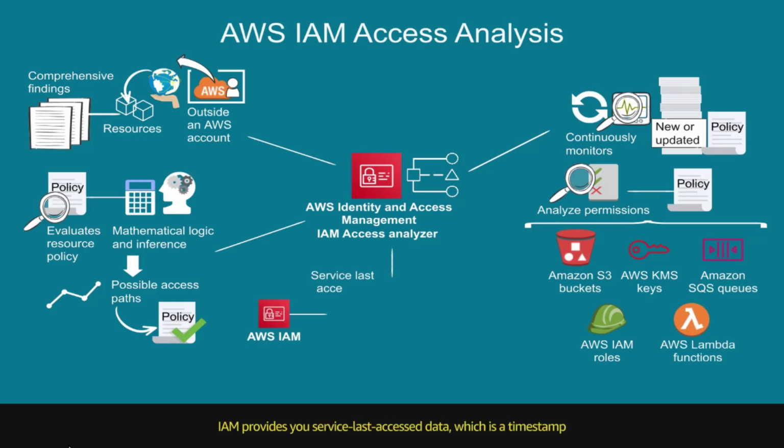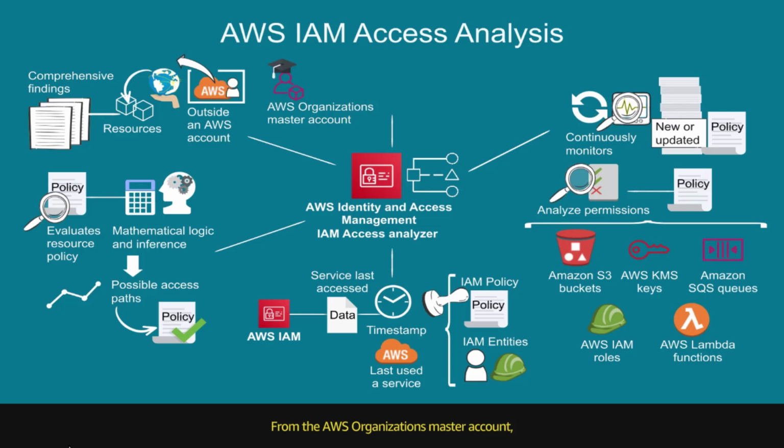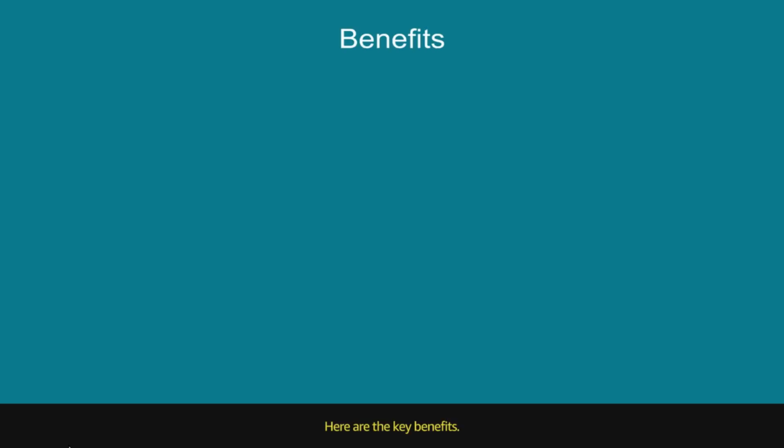IAM provides you service last access data, which is a timestamp on when an IAM policy or entity, such as a user or role, last used a service. From the AWS organization's master account, you can also see the service last accessed by the organization root, organizational units, and accounts. Here are the key benefits.